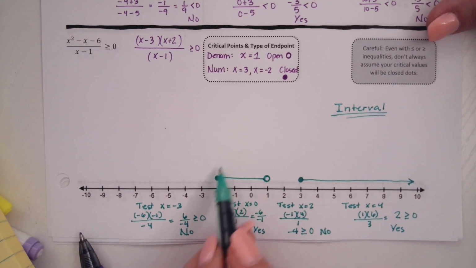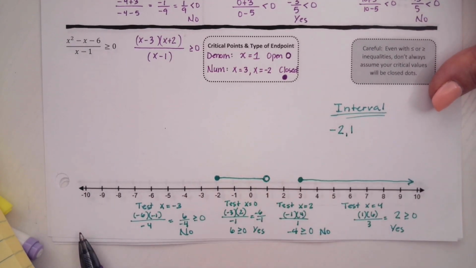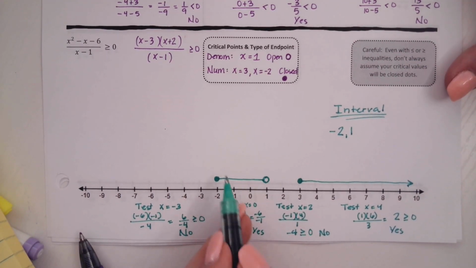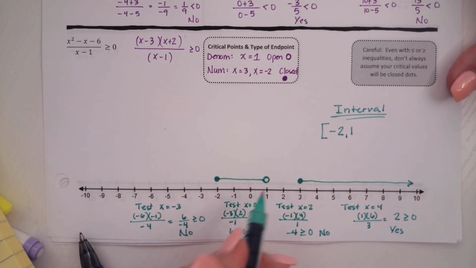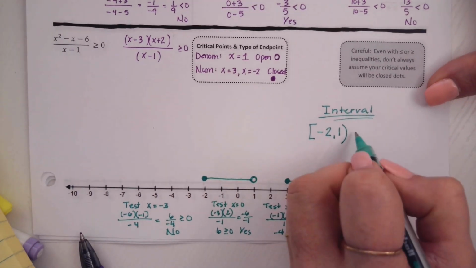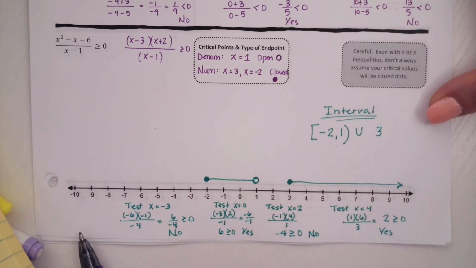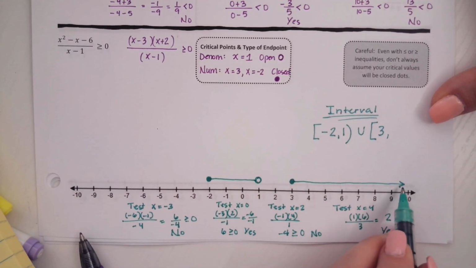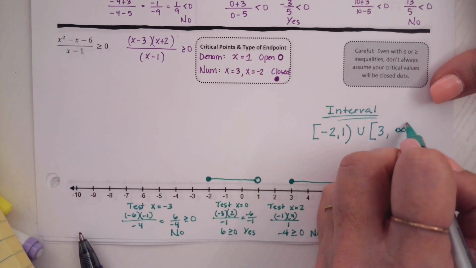Starting with the first interval, I'm going to write negative 2 comma 1, and then let's determine our end symbols. What end symbol for the negative 2? Square bracket. What end symbol for the 1? Parenthesis. And then we'll put our U. And then we'll pick up and we'll have our 3, but what symbol on the 3? Square bracket. Comma, what are we going to with this arrow? Infinity. And what end symbol on infinity? Parenthesis.